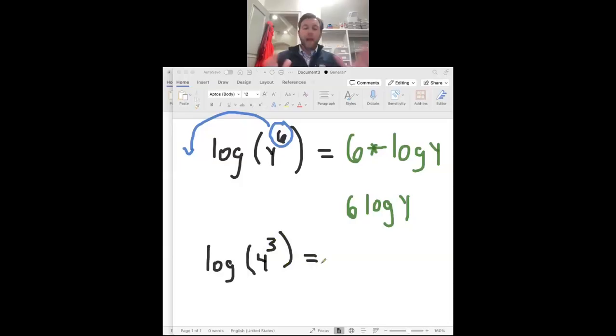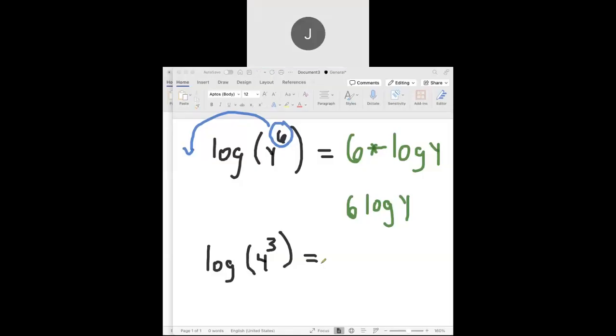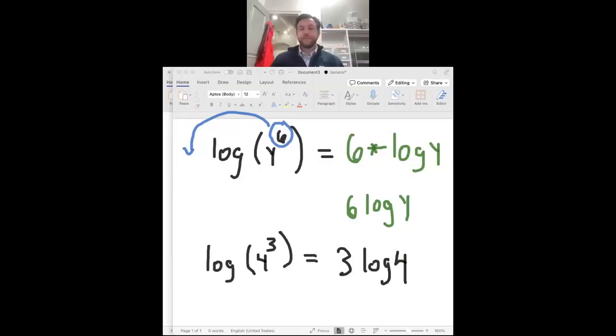How would I apply the power rule property here? Would we put the 3 in front of log and then 4 after it? That's it. Okay, so this is just the mechanics of applying the rules, the different properties. Any questions on the actual mechanics part?